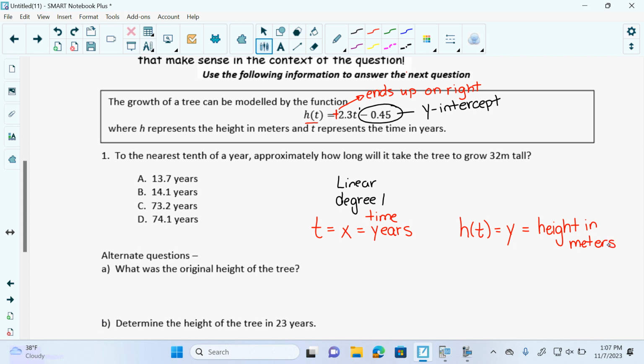Now, why would I do that? Because that will help me determine, did they give me X or did they give me Y? Let's read the question again. To the nearest tenth of a year, approximately how long will it take the tree to grow to 32 meters tall? Did they give me X or did they give me Y? 32 meters tall. T is time in years, which represents X. H of T is Y, which is height in meters. Did they give me X or did they give me Y? Guys, just match the units. They gave me Y. It's 32 meters. It's height. Is it not? So it's Y.